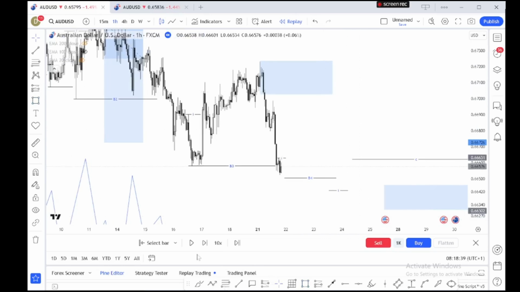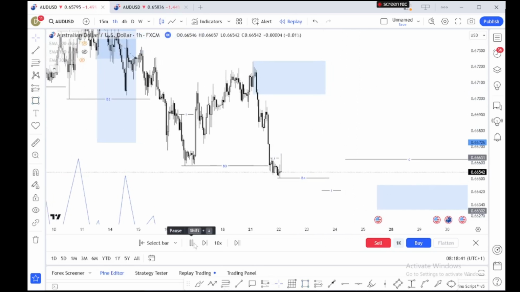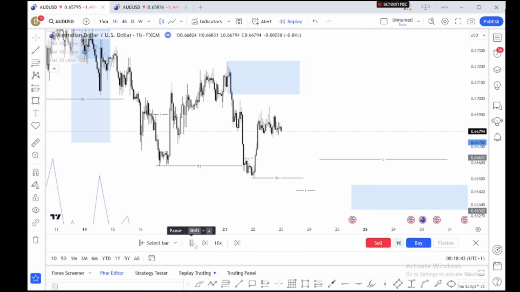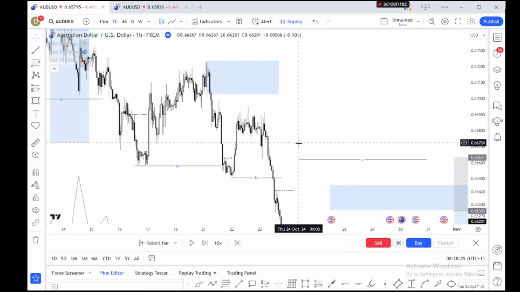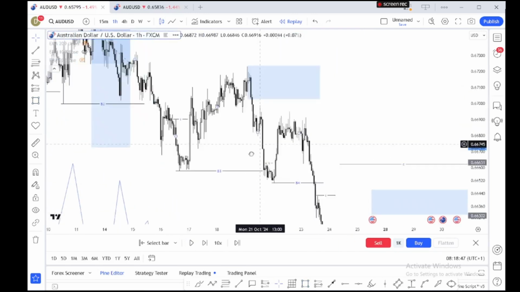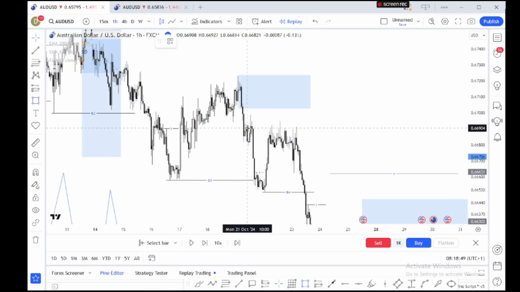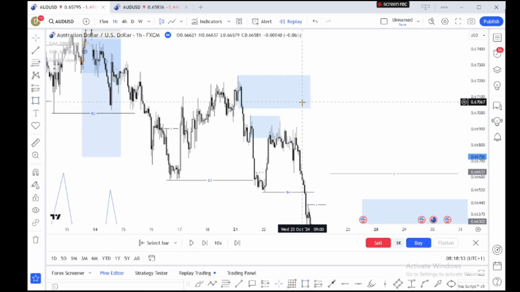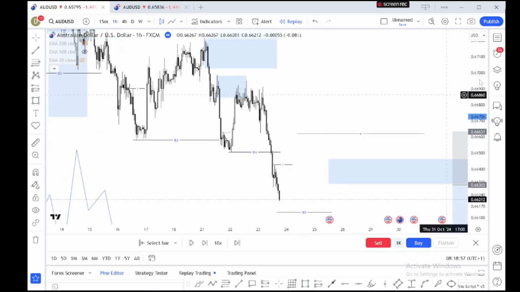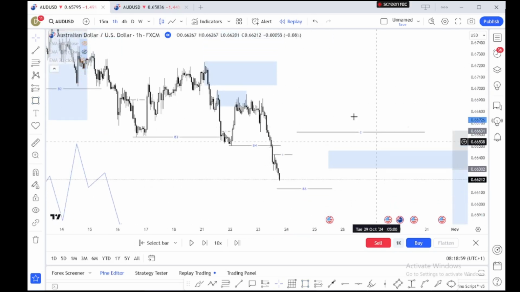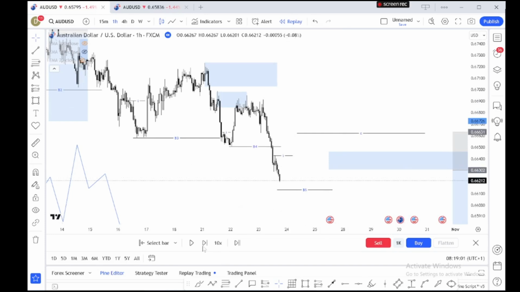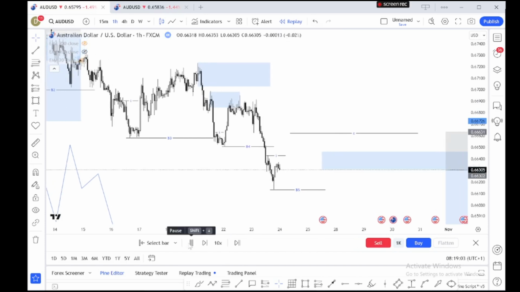I only use one POI, I don't use two. You see, the market refused to mitigate there. The market respected this POI, and again dropped. The market respected this POI, but this is the one I'm always using. So now I was observing the market and seeing what it is doing. I'm just looking for the right position to position myself.